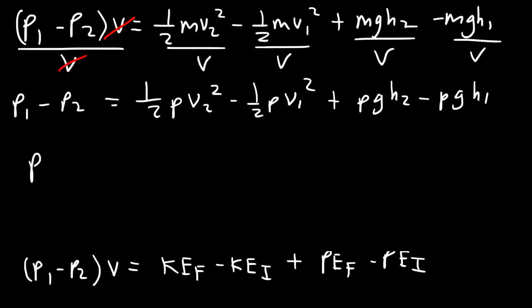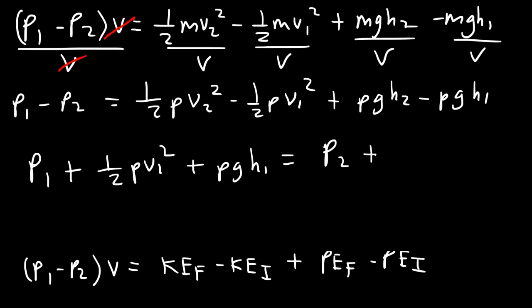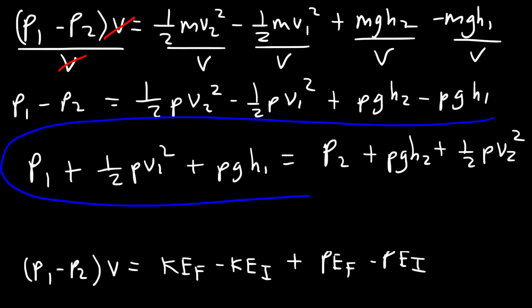And so this gives us Bernoulli's equation, P1 plus 1/2 rho v1 squared plus rho gh1, and that's equal to P2 plus rho gh2 plus 1/2 rho v2 squared. And so now you know how to derive this using conservation of energy.